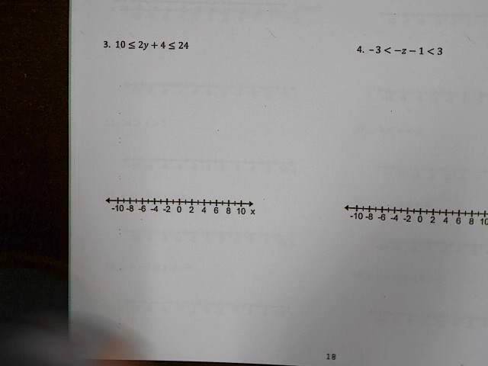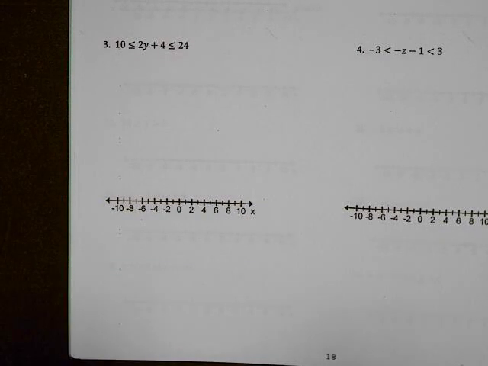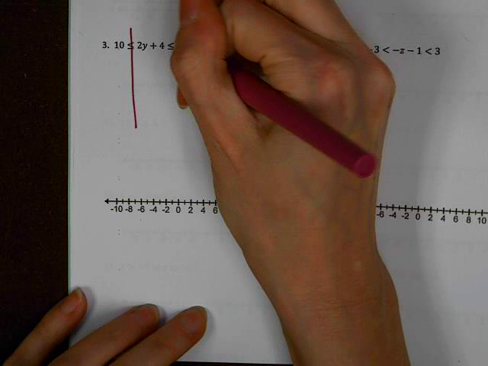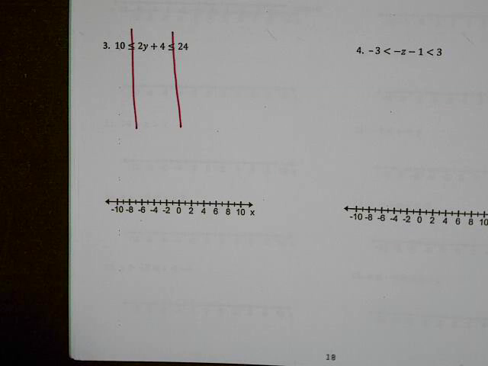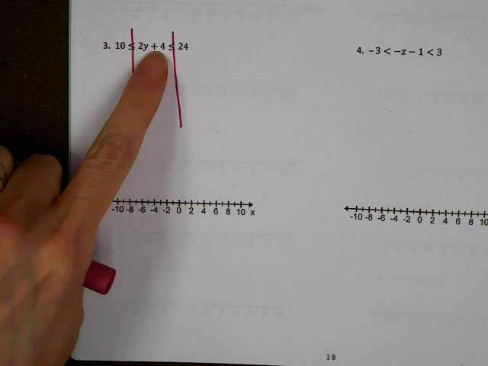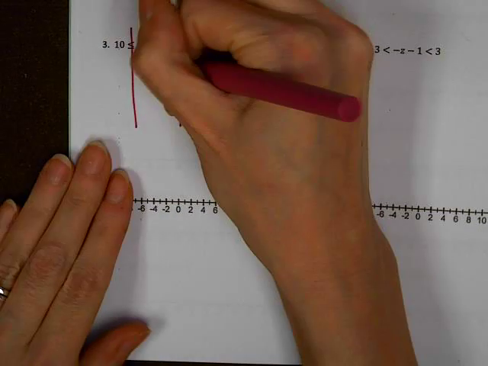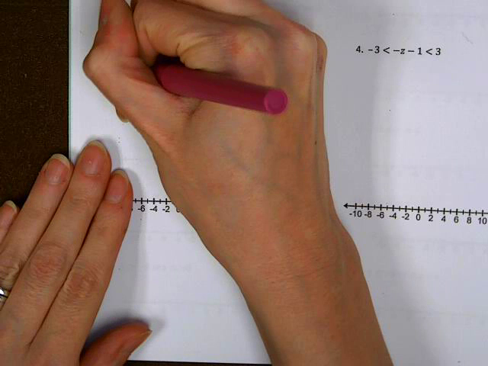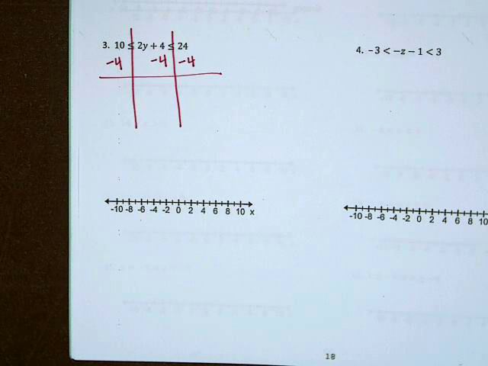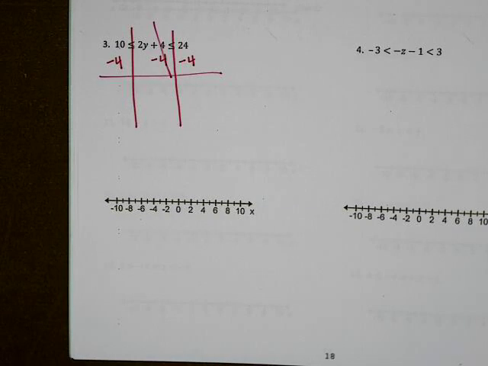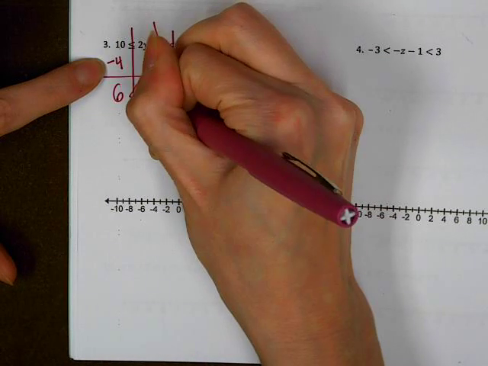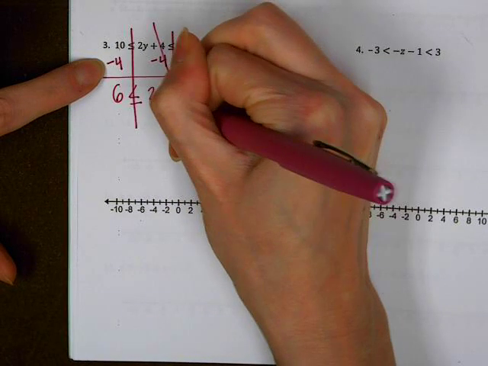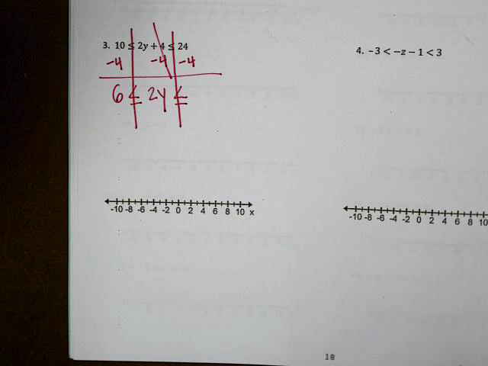Number 3. Okay, let's draw our double wall. And we're trying to get y by itself. So what do we move first? To get rid of a plus 4, we minus 4 from the middle, the left, and the right. You got to do it to every section. Okay, so these cancel. 10 minus 4 is 6. Less than or equal to, we have a 2y less than or equal to 24 minus 4 is 20.